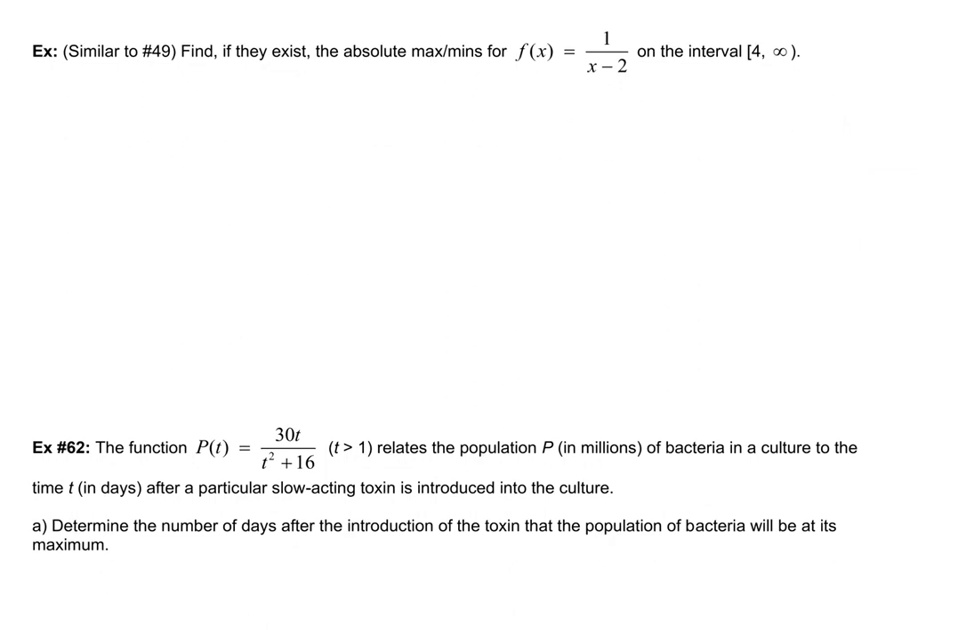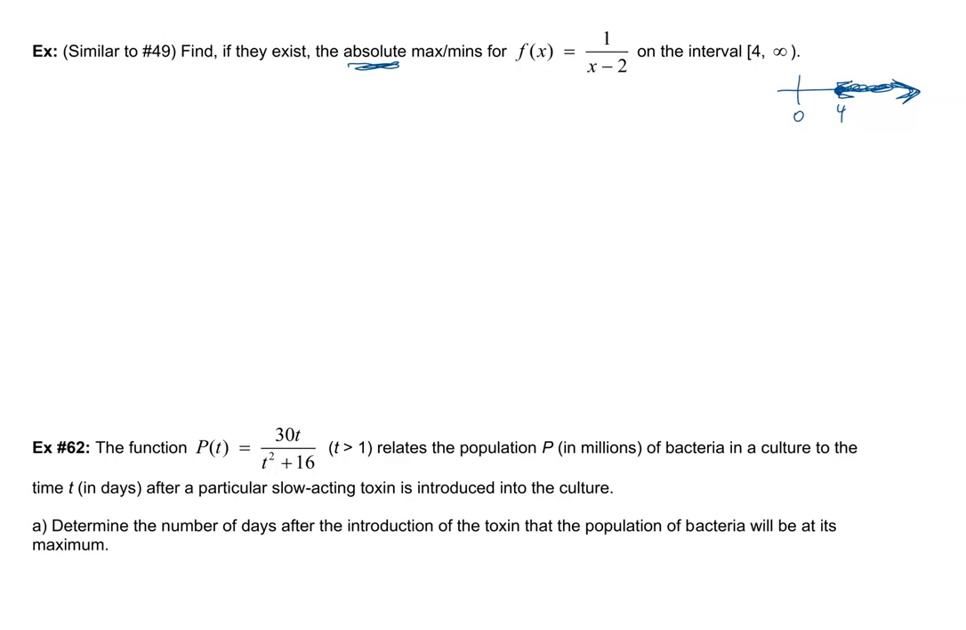So this is similar to number 49, which is in your homework. Find, if they exist, the absolute max and mins, there's that word absolute again, for f of x equals 1 over x minus 2 on the interval. This time it's a little bit different. We're starting at 4 and going off forever. So the domain we're considering is a closed circle at 4, and then we're going off to the right.